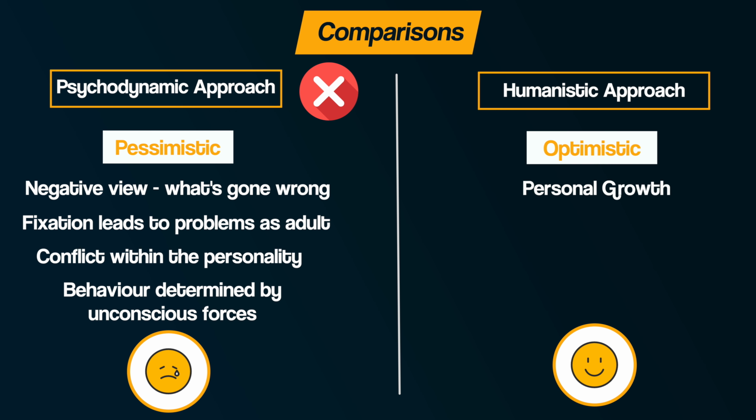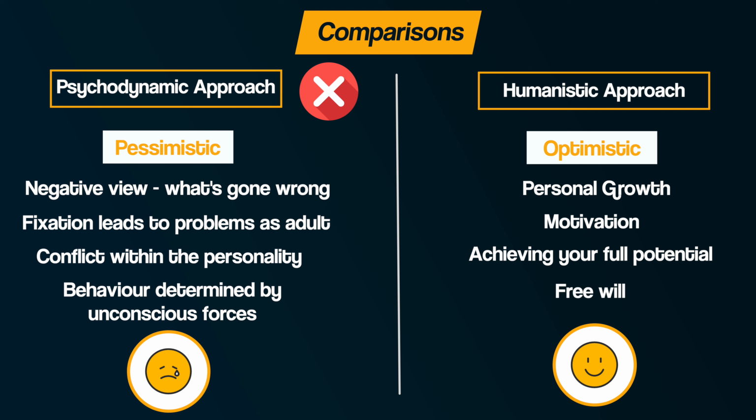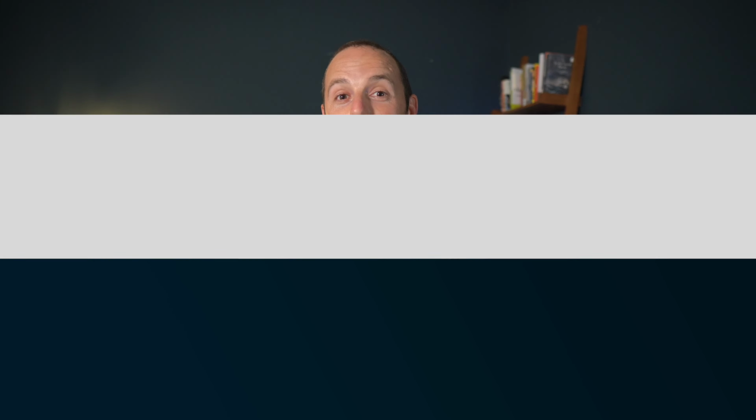Maslow was particularly interested in motivation and how people can achieve their full potential. Additionally, the humanistic approach puts a large emphasis on the role of free will, with our ability to be active and make choices to improve ourselves. Therefore, the psychodynamic approach could be argued to be rather limited because of its overly negative view of human behaviour.